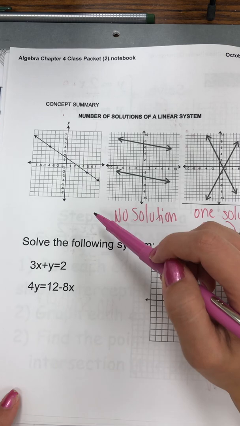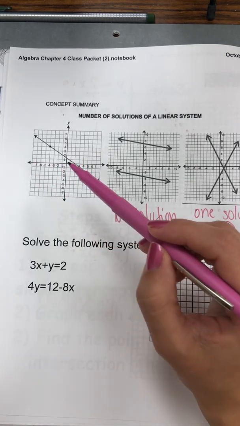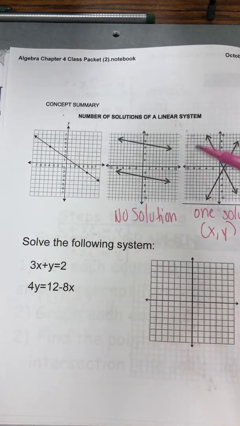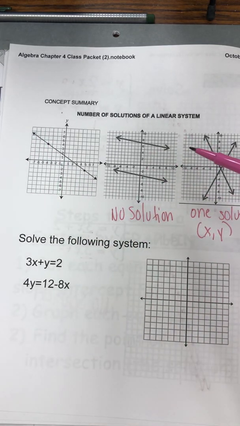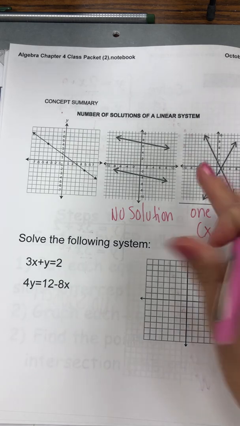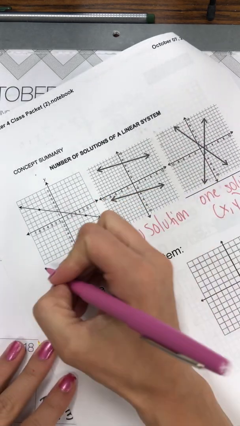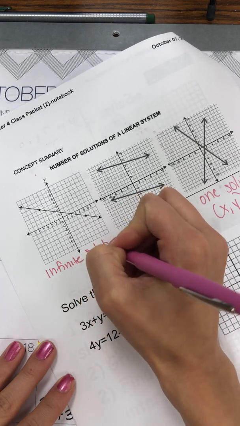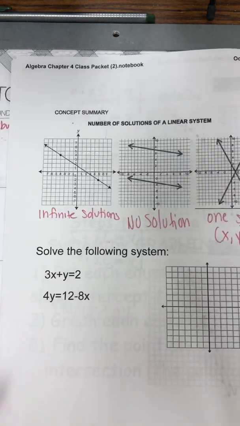The last type right here is, well, there are 2 lines in this graph. The thing is, they're directly on top of each other. If the 2 lines are directly on top of each other, that means they share every point forever and ever. So the answer is going to be infinite solutions. Infinite means they're sharing every single point.